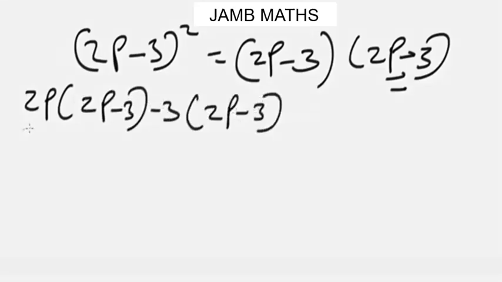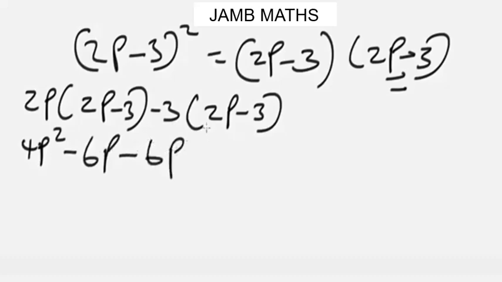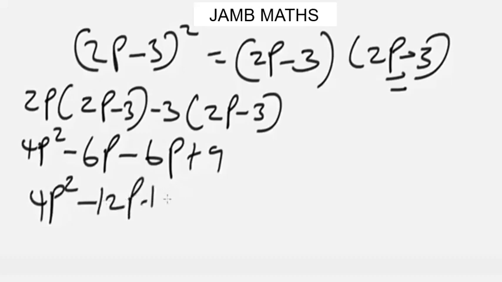So when you simplify, you're going to have 2p times 2p gives us 4p squared. 2p times minus 3 will give us minus 6p. Minus 3 times 2p will give us minus 6p. Minus 3 times minus 3 will give us plus 9. So when you simplify, you're going to have 4p squared, minus 6p minus 6p will give us minus 12p, plus 9. Alright, so this will basically be our answer to this question.